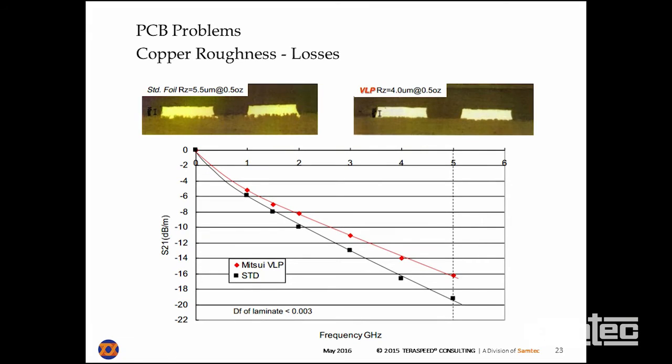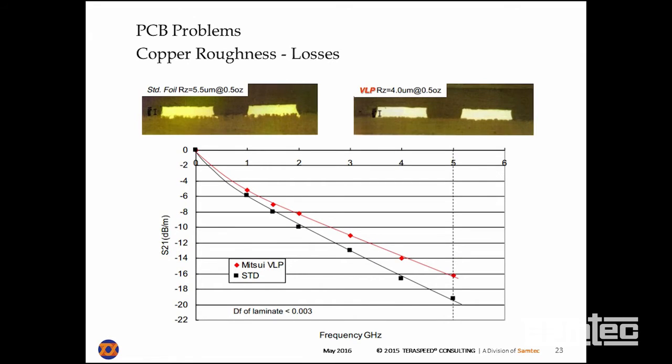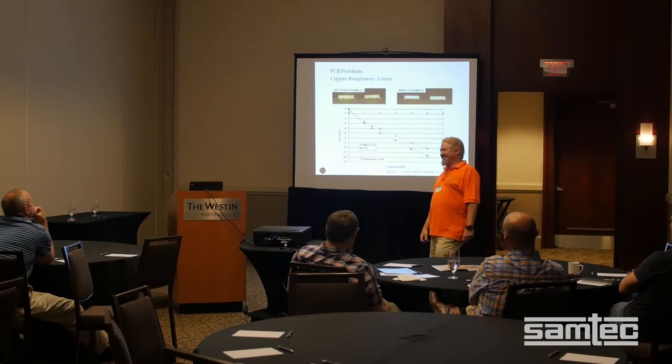Look, here's 5 gig. That is your Nyquist for 10 gigabits per second. Notice the difference in losses. There's 16 to what? 19? What, 3 dB? How much is 3 dB? Don't say half. I said it already. It's too late.